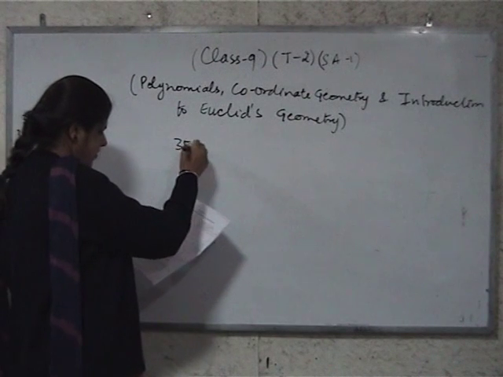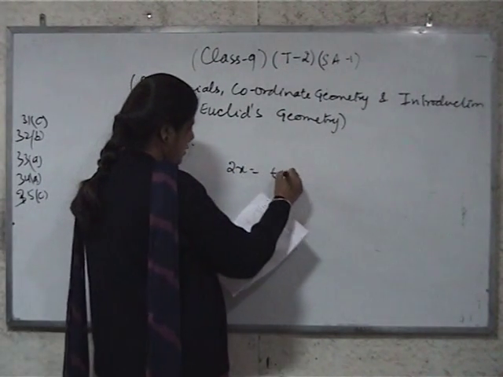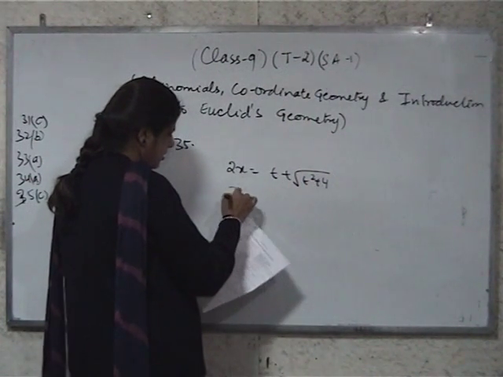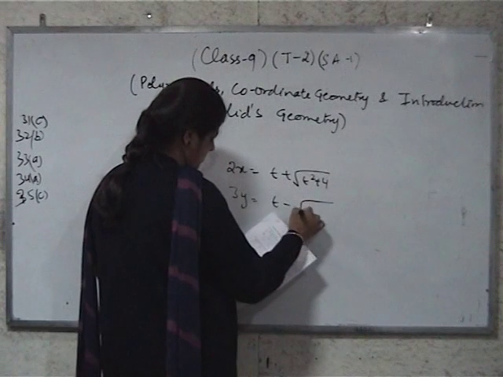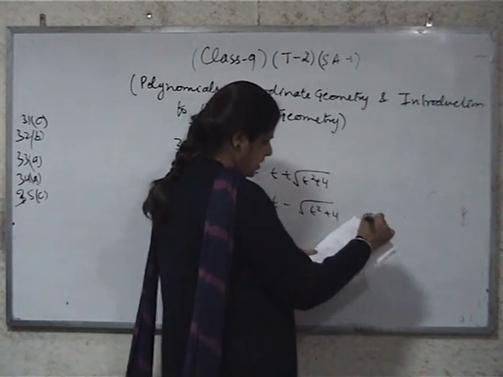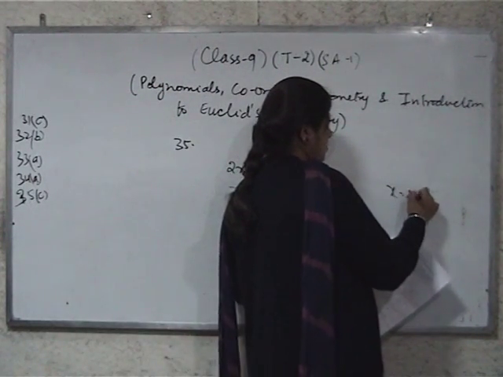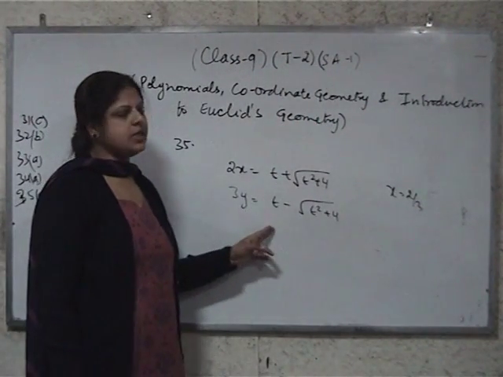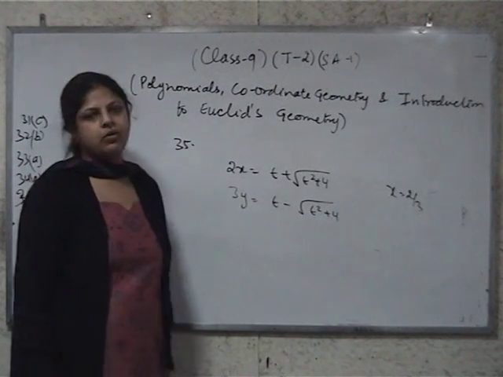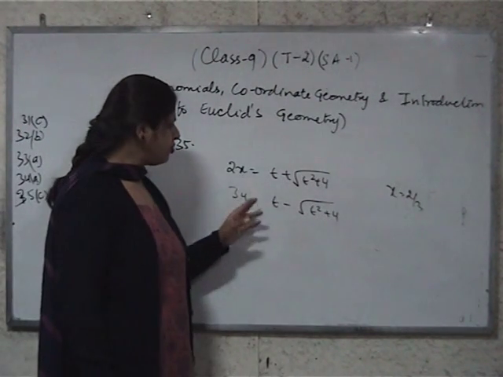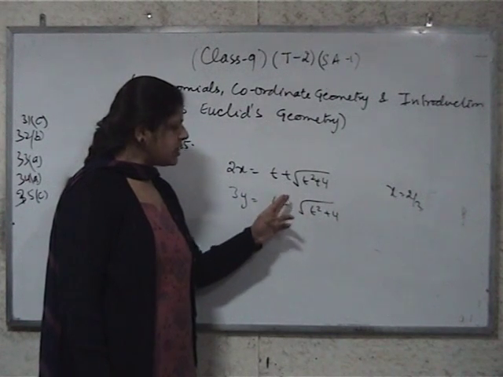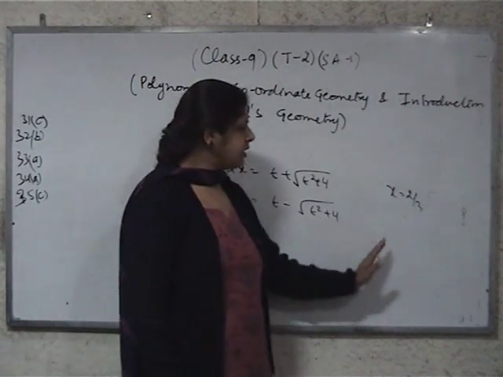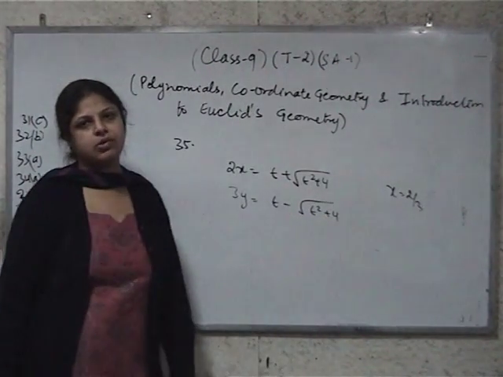Question number 35: 2x is t plus under root t square plus 4 and 3y is t minus under root t square plus 4. The value of y when x is equal to 2 by 3. See, here x and y both are given in terms of t. Value of x is given, I am supposed to calculate the value of y. As such, this t has to be eliminated. I need only a relation between x and y, where I use the value of x as 2 by 3 and find out the value of y.